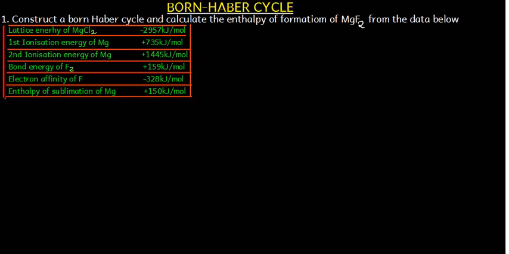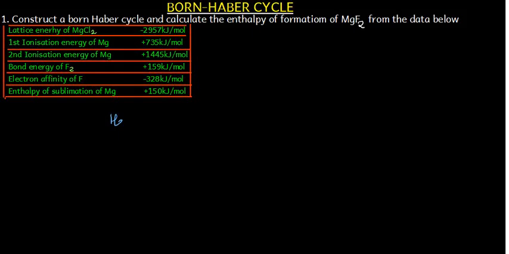We go over the Born-Haber cycle. Well, the Born-Haber cycle is simply a special case of Hess's law. Now, Hess's law tells us that the enthalpy change of something is the same regardless of all the stages that it takes. And so this is one special case of Hess's law that we can look at, the Born-Haber cycle.